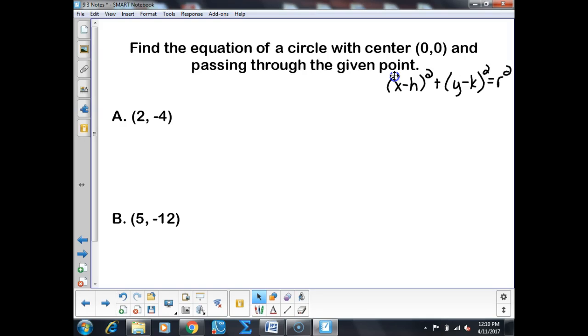So we have h, right? What is it? What's h? 0. What's k? 0. Because that's the x and the y part of the center. What don't we have? The radius. So how can we find the radius?